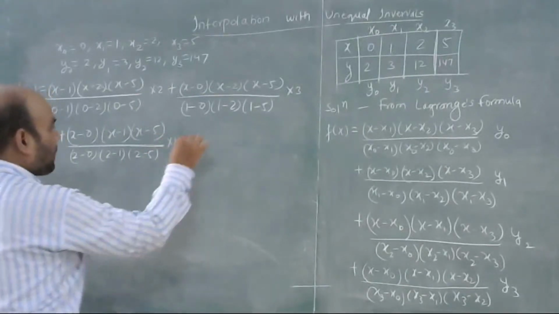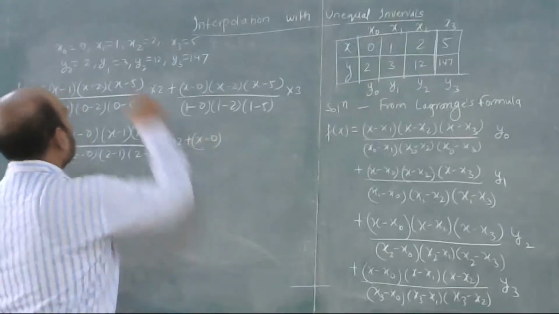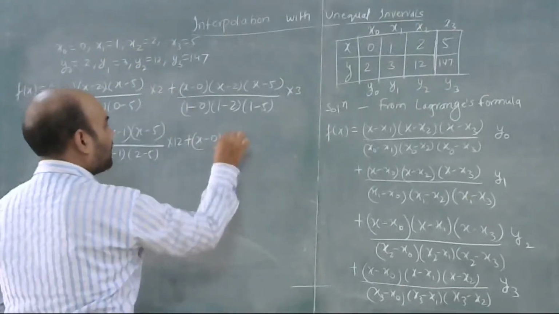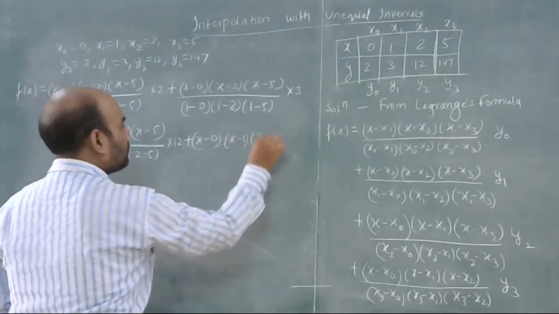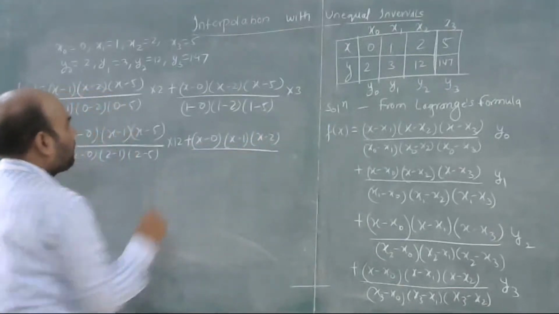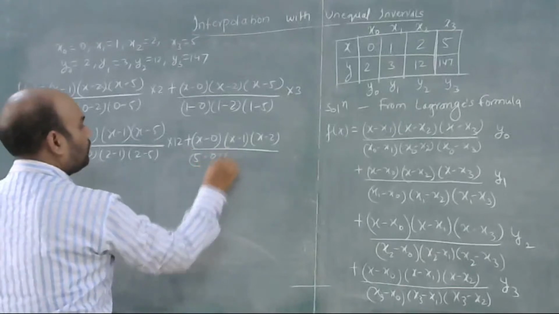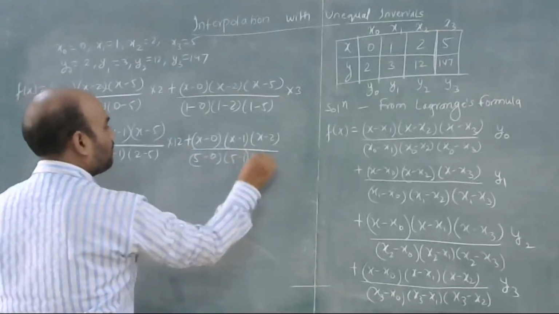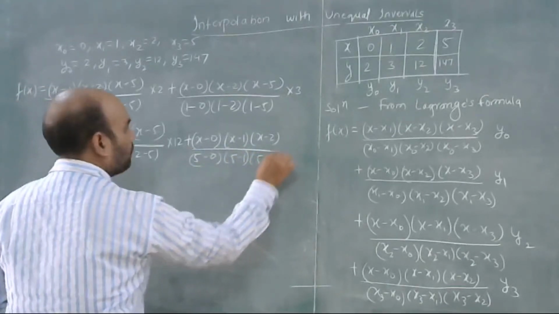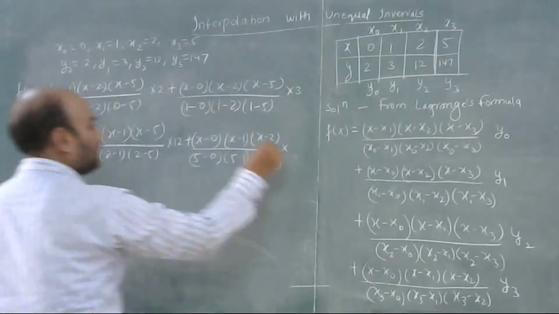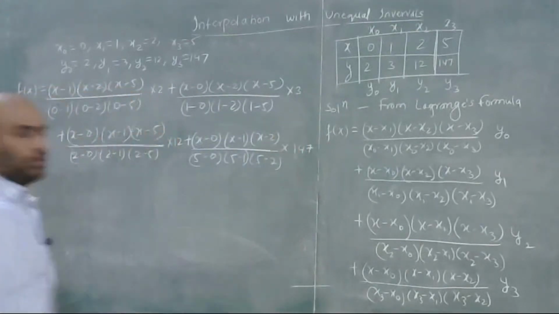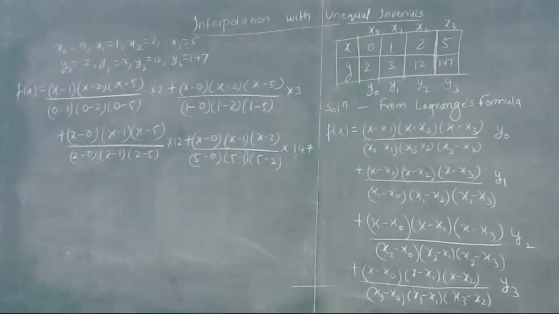Plus x minus x naught, first value, second value, third value: x minus 1, x minus 2, whole divided by 5 minus 0, 5 minus 1, 5 minus 2, into y3, which is 147. Okay?